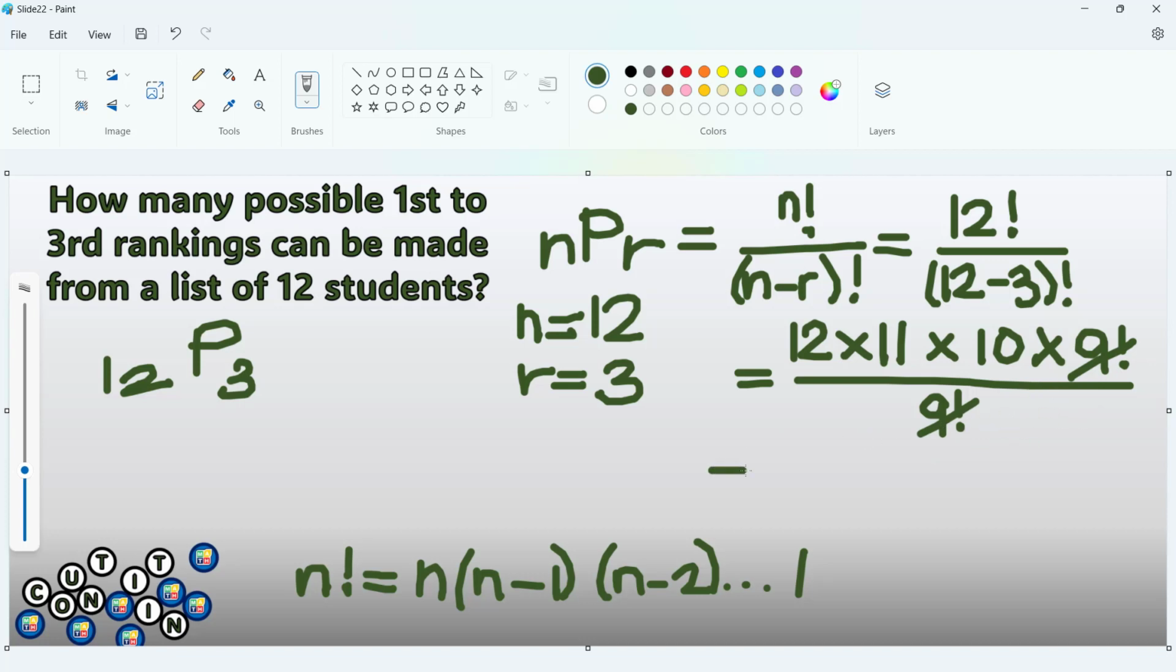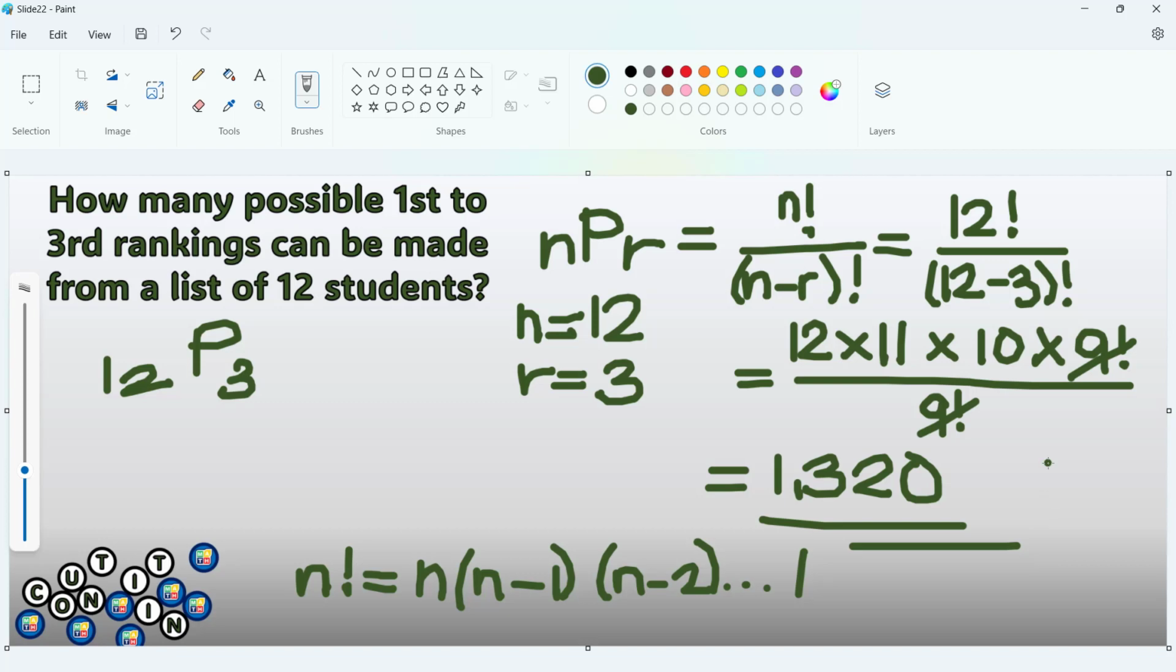In short, the number of possible first to third rankings that can be made from a list of 12 students is the result when we multiply 12 times 11 times 10. This is already with the consideration that we were able to cancel the 9 factorial that can be found in both numerator and denominator. Hence, we have 1,320 possible rankings from first to third on the list of 12 students.